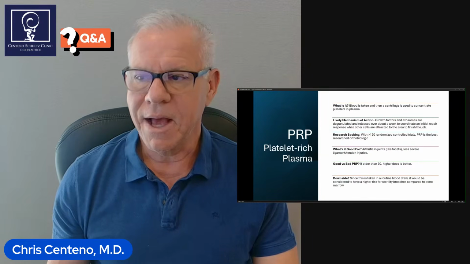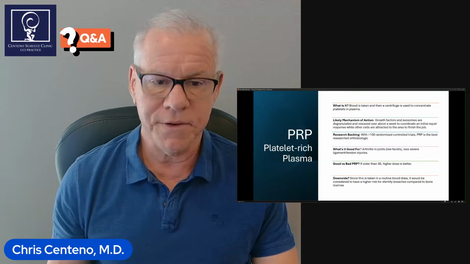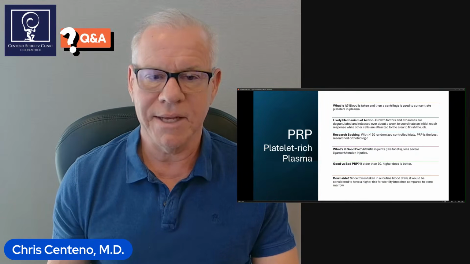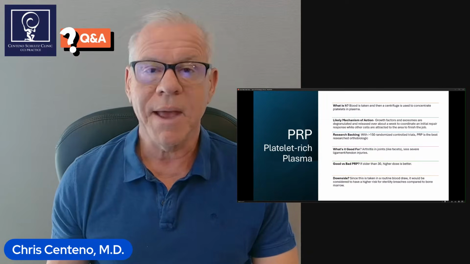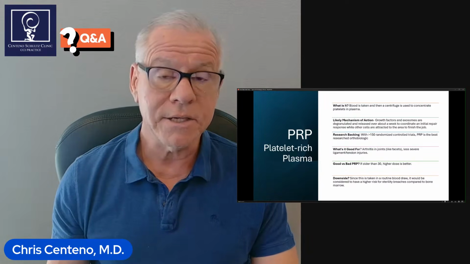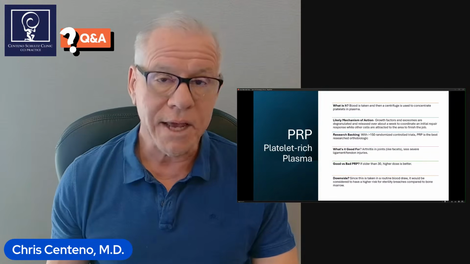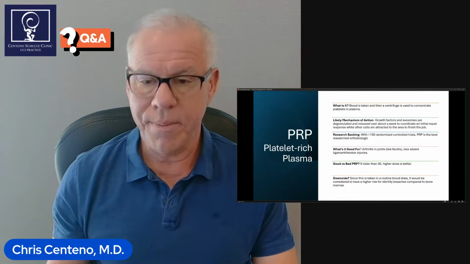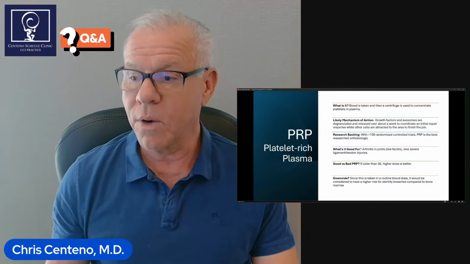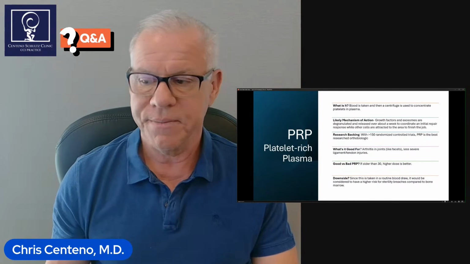So PRP, what is it? It's blood that's taken usually from an arm. It's put into a centrifuge, and you concentrate the platelets in the plasma, i.e. platelet-rich plasma. The likely mechanism of action is the growth factors and exosomes within the platelets, which degranulate, or come out, over a period of time and help coordinate a repair response. It's good for arthritis in joints like facets, and less severe ligament and tendon injuries.